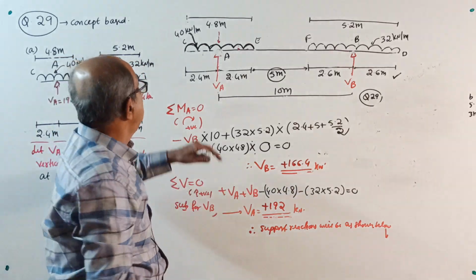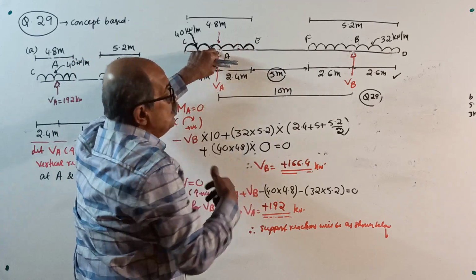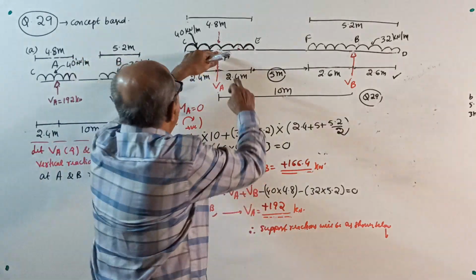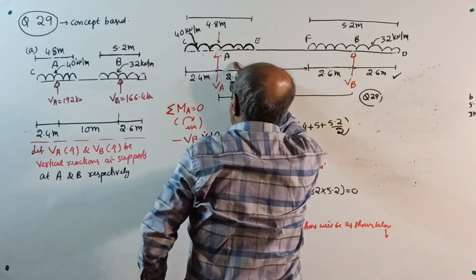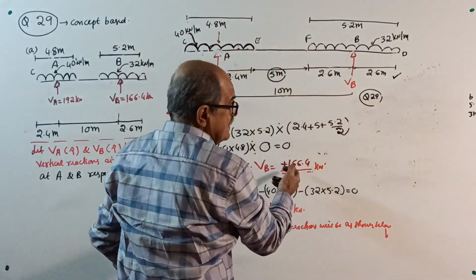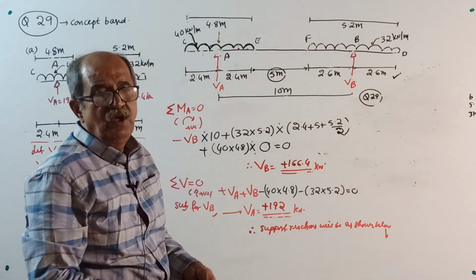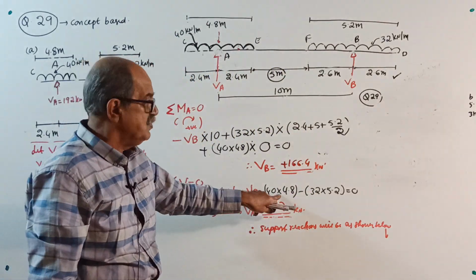Actually, earlier also, see here, 40 into 2.4 into 2.4 by 2 minus 40 into 2.4 into 2.4 by 2 is 0 only. Same answer will come. Write sigma V equals 0 and complete the question. Right? Then write this one.